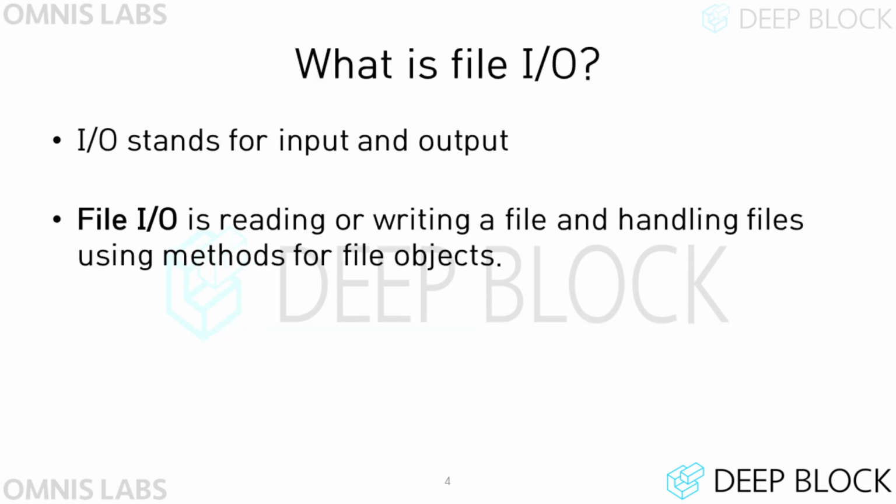So, what is file I/O? I/O refers to input and output. To put it simply, reading or writing a file is called file I/O.